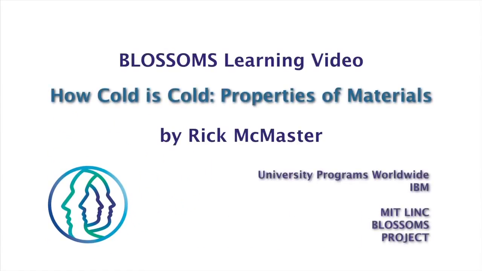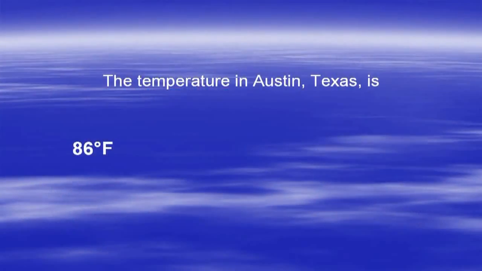Hi, it's Rick McMaster again. Welcome to part 2 of How Cold is Cold. This time we'll take a look at some material properties at lower temperatures. We'll start outside at our IBM campus in Austin, Texas. Today it's about 86 degrees Fahrenheit or 30 degrees Celsius or 303 Kelvin.